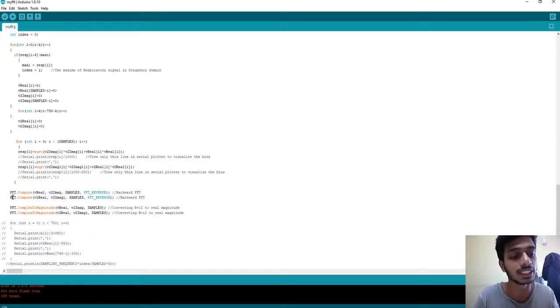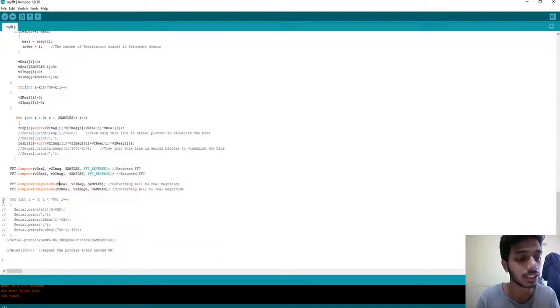And after computing these things, since our results might be complex, we will be converting those from complex to real, using this command fft.complex to magnitude. Here my inputs will be real part, imaginary part, and samples, and the final real magnitude will be stored in this real part, whatever be the variable that you give. So now we'll plot the input signal, respiratory signal, and the clean PPG signal.